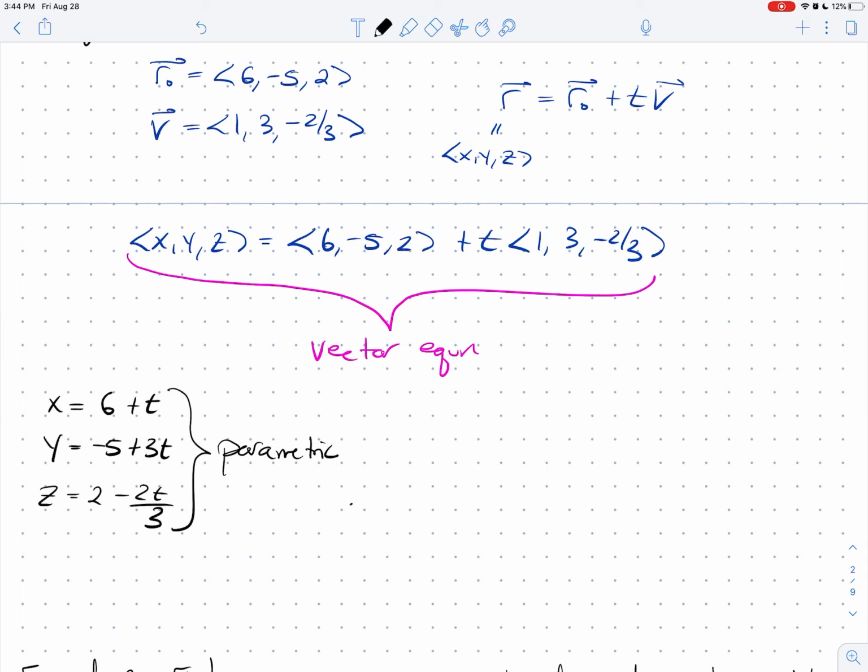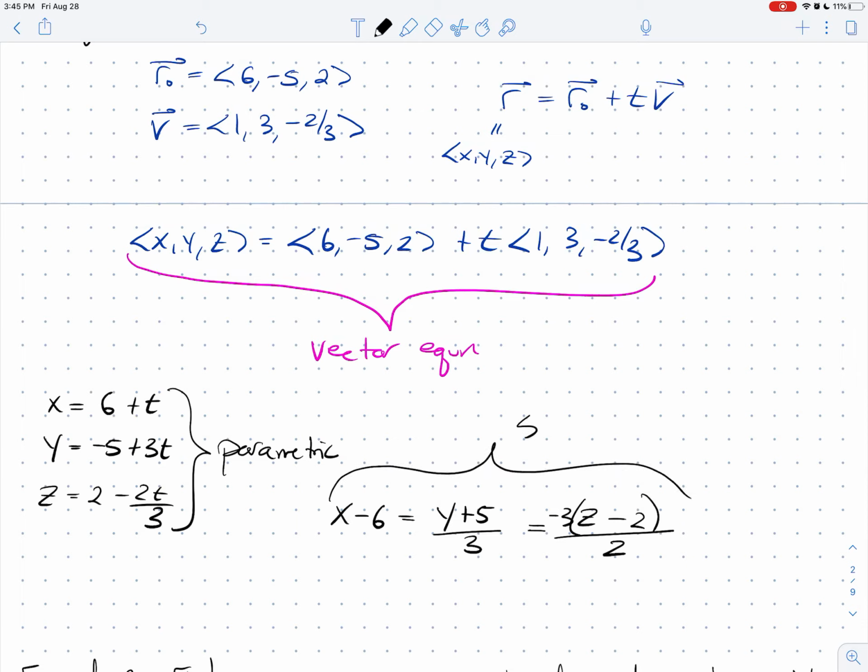From the first one, I get that T is X minus 6. The next equation, I get that T is Y plus 5 divided by 3. And the last equation, let's be careful, I get Z minus 2. It's going to be a negative, actually, we're going to flip that 3 up. It's going to be negative 3 times Z minus 2 over 2 if you want to flip it up, or you could leave the fraction downstairs. And these are the symmetric equations of my line. So that's how you can write down the various forms of the equation of the line.